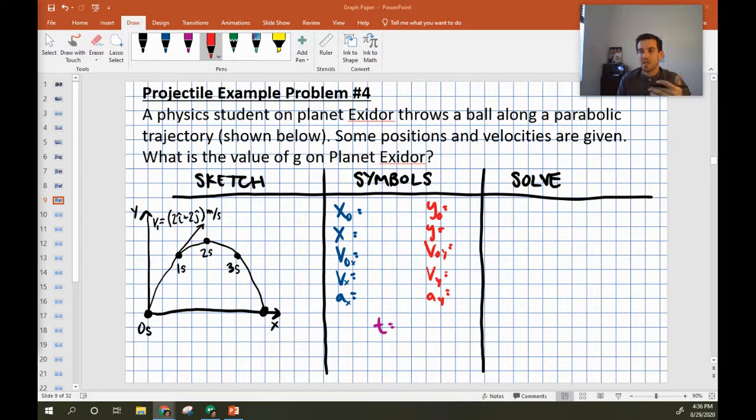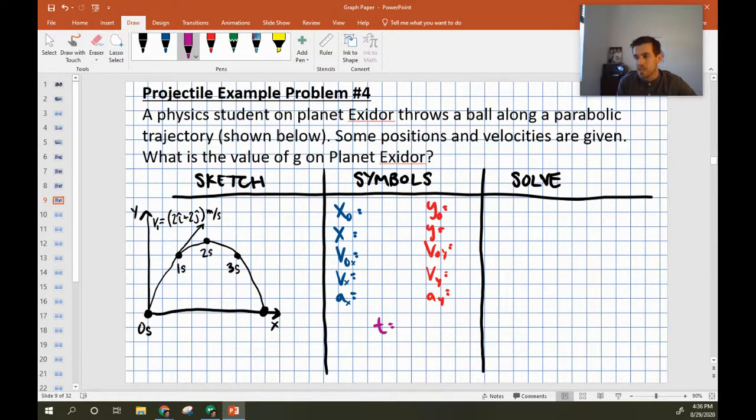So it's asking, what is the value of g on planet Exeter? And looking at this question, the first instinct is that this question is really, really hard and that you weren't given enough information. But in reality, we were given a lot of information just based on how it's drawn here. So the first thing that I'm going to do is look at these other two positions, and we're going to realize that we actually know the velocities at those two places.